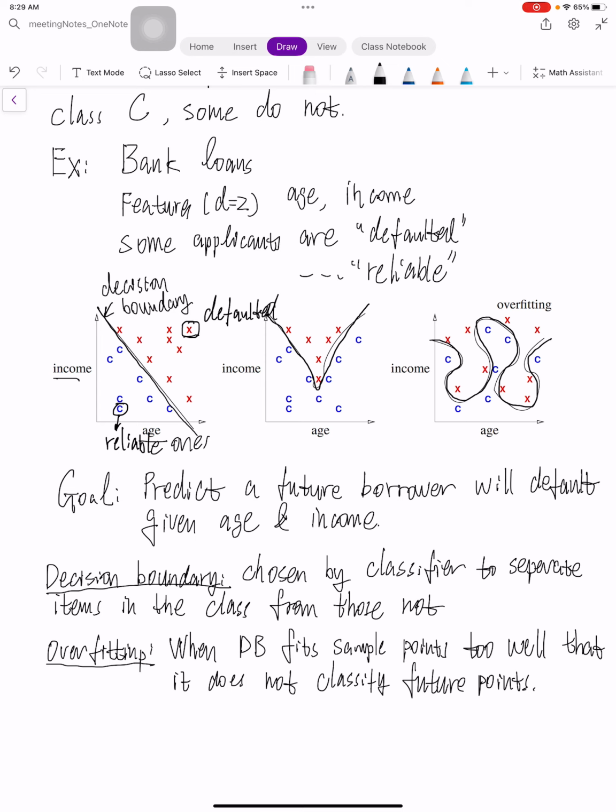For example, in the last case in our previous example, we see the decision boundary curved around between the default ones and the reliable ones. It works perfectly on the training data set, but this is actually not a good sign. If we have future data, it may not work very well on the future data. That means overfitting.